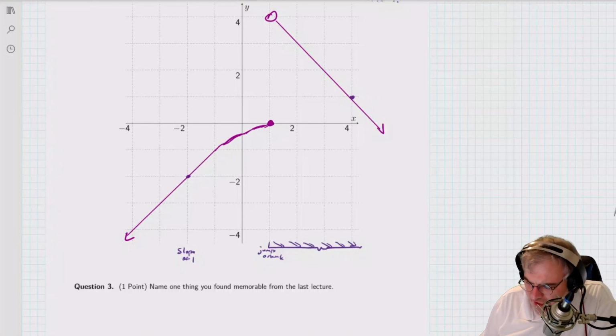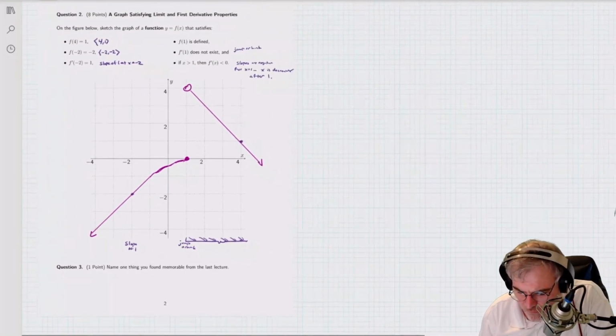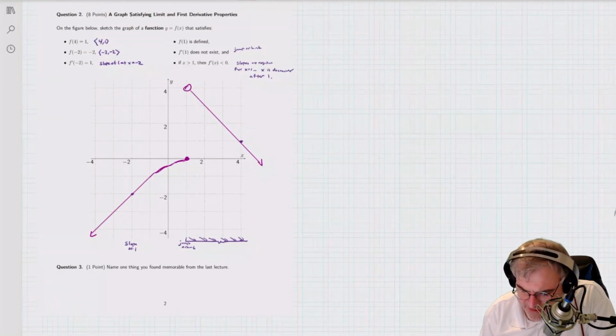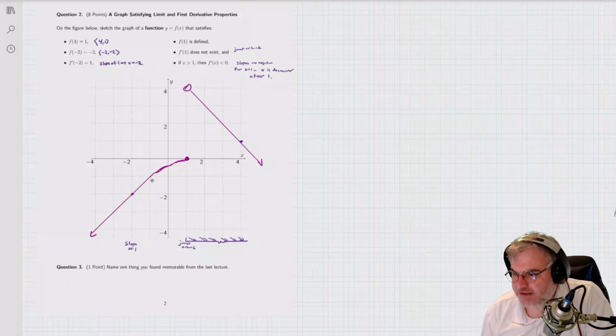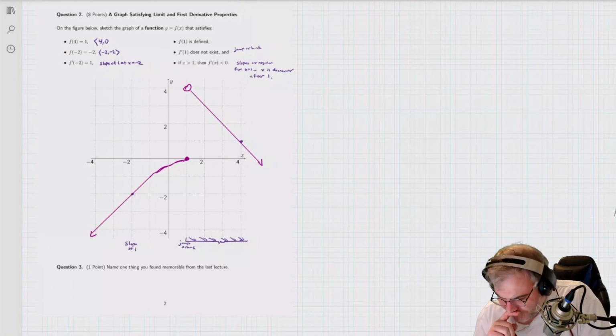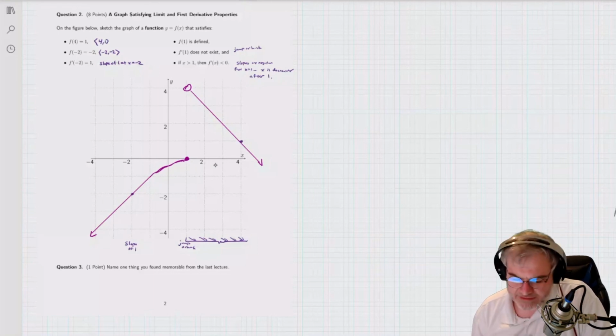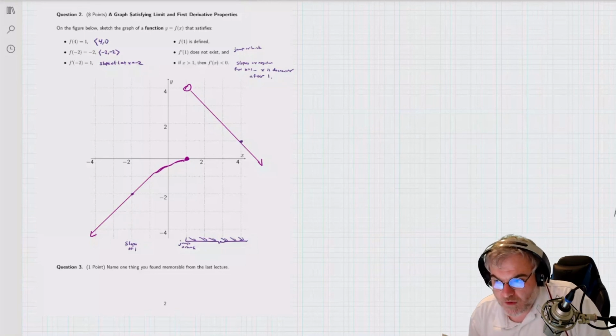And now I'm going to check. Did I meet my conditions? Is f of 4 equal to 1? Yes. Is f of negative 2 equal to negative 2? Yes. Is f prime of negative 2 equal to 1? Yes, there's a slope of 1 there. I could have made it have a little bit of curve, something like this or like that, as long as the slope was 1 there, or drew a nice little tangent line.